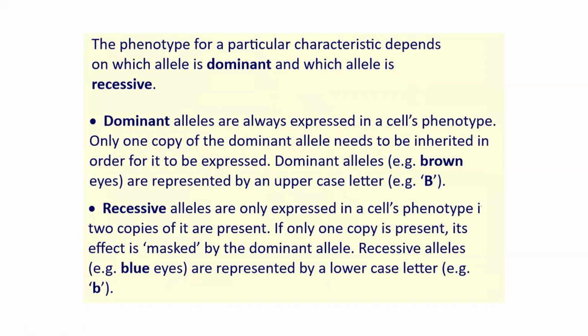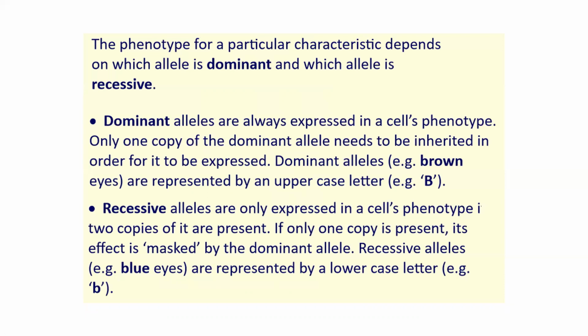The phenotype for a particular characteristic depends on which allele is dominant and which allele is recessive. So in your notes, you need to explain what we mean by dominant and recessive. We've got two good explanations here. Dominant alleles are always expressed in a cell's phenotype. Only one copy of the dominant allele needs to be inherited in order for it to be expressed. In the example we've been using, the dominant allele, brown, is represented by the uppercase letter big B. So if the person has a big B in their genotype, then they will be brown-eyed because it's dominant.